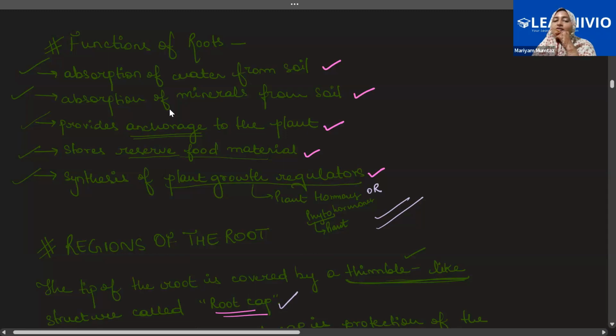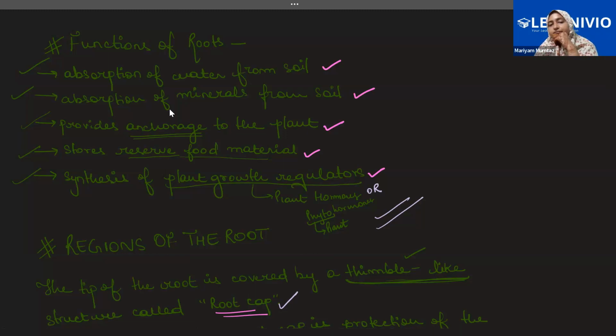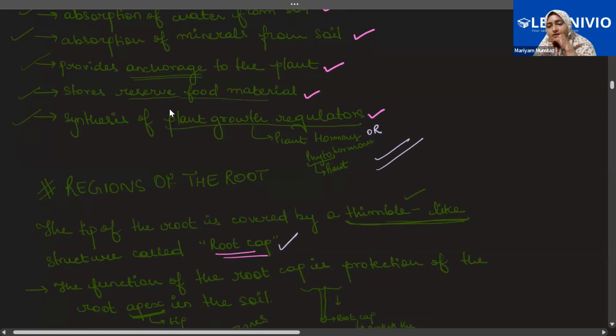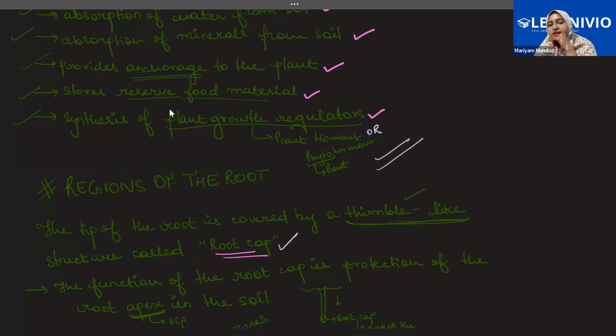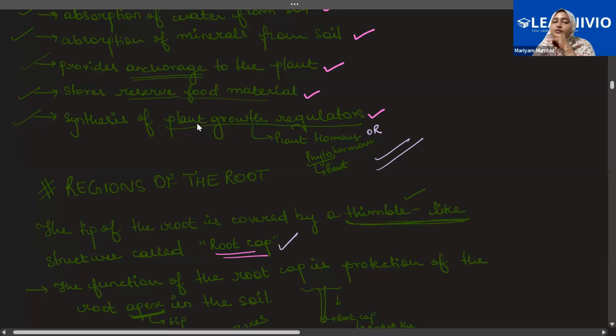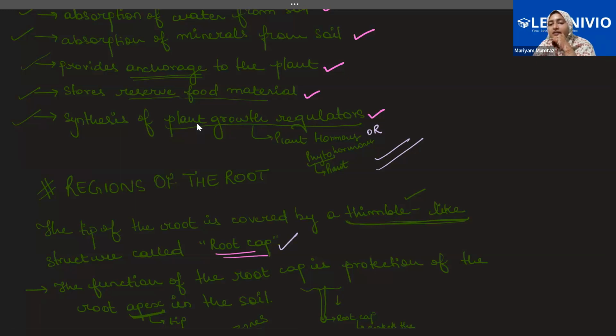Remember that root has no photosynthetic activity. Rather, it stores. Synthesis of plant growth regulators. Plant growth regulators are also known as plant hormones, or you can also call them phytohormones. The word phyto refers to plant.